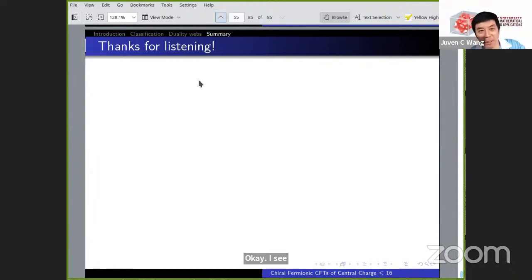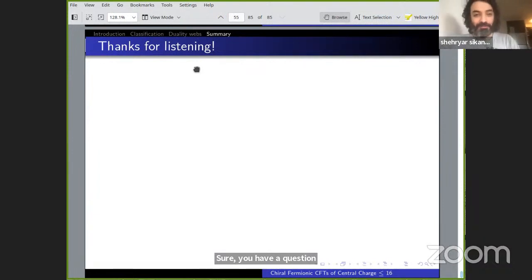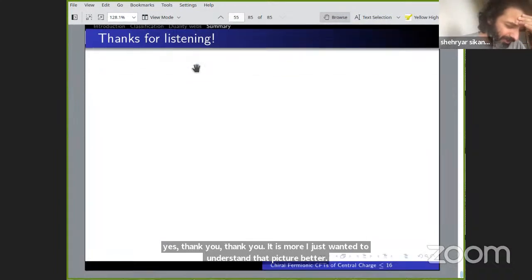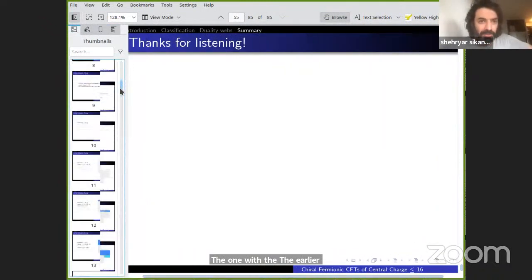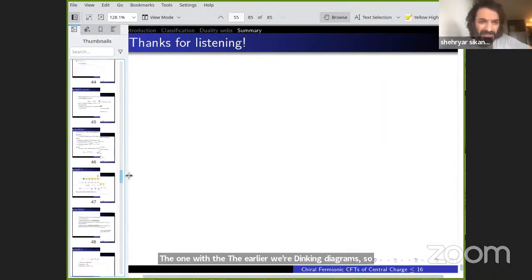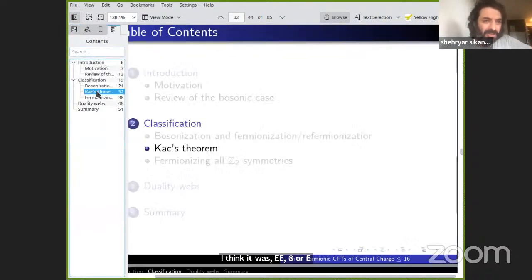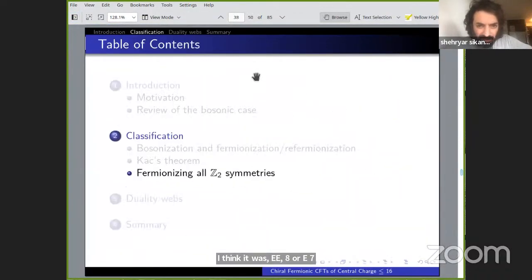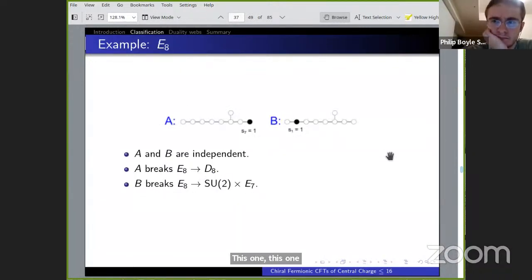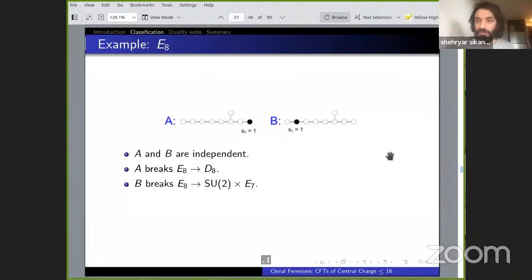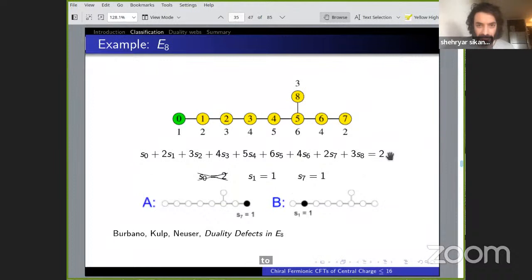Shaya, you have a question? Yes, thank you. I just wanted to understand that picture better. The one with the affine Dynkin diagrams, the easier one basically for Katz's theorem. I think it was E series, E8 or E7. Yes, back. This one. Okay, I know the previous one where you labeled the nodes. I just wanted to understand the labeling and what is going on.